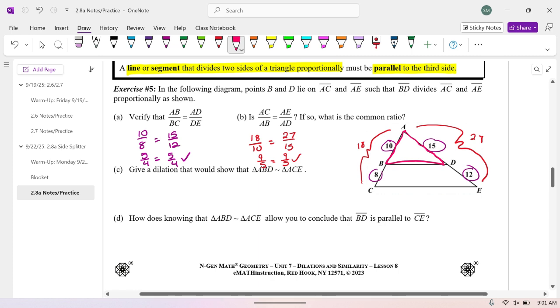So, how would you typically find a scale factor if you didn't know it, but you knew at least one set of corresponding sides? You do the new divided by original, right? Didn't we already do that? So, what's the scale factor? 9 over 5. So, our common ratio is 9 over 5.